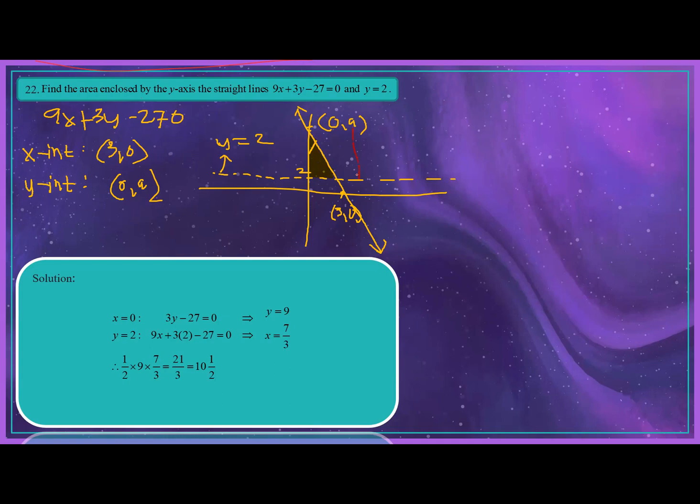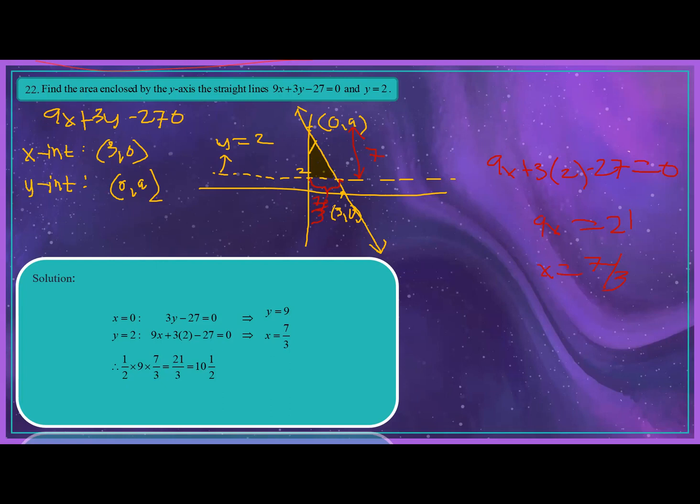So this is equivalent to 7, that's 9 minus 2. All we need to do is solve for the bottom. We need to solve for x when y is 2. So 9x plus 3 times 2 minus 7 equals 0. So we have 9x plus 21, and x is 7/3.